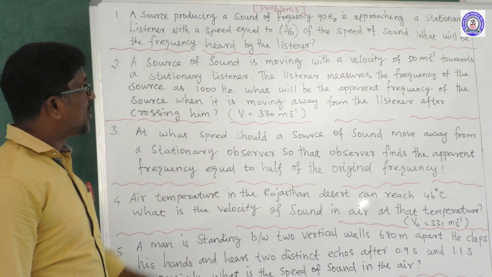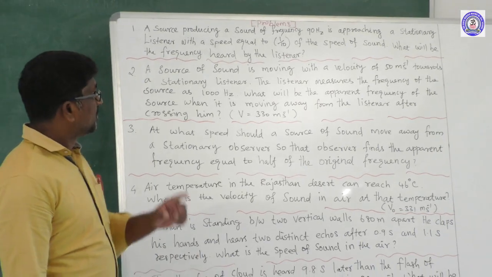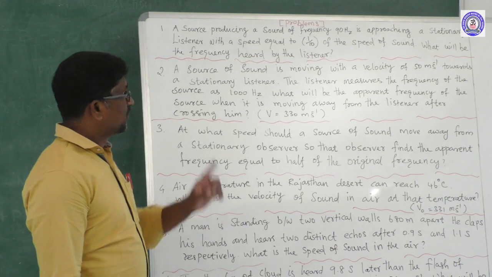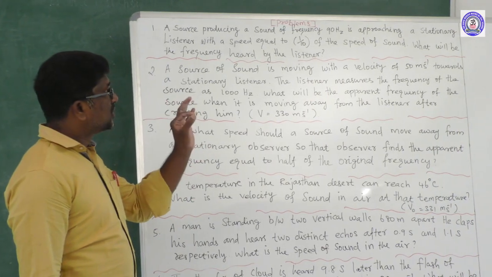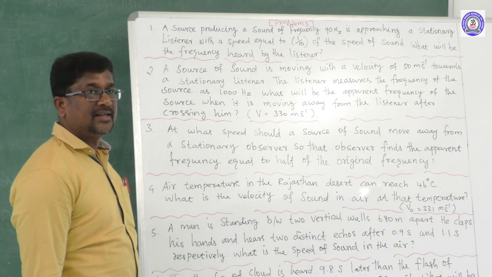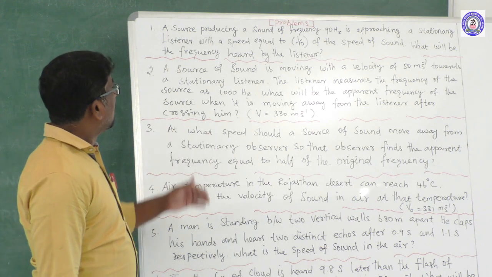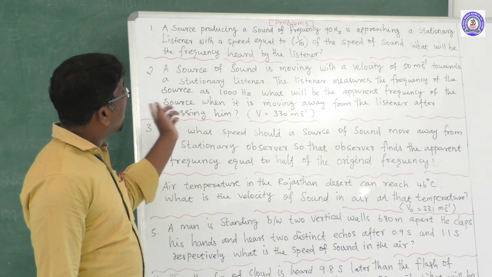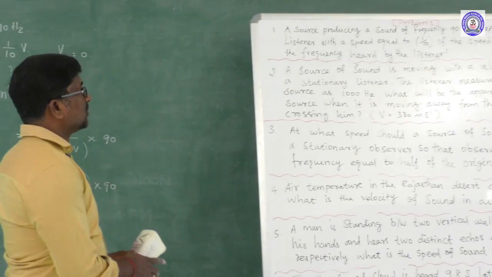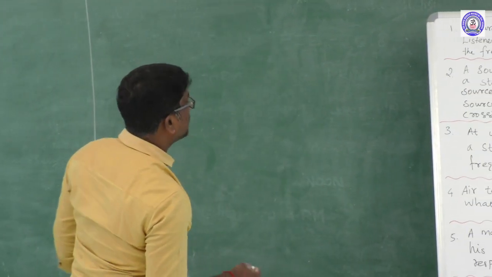Right. So in this problem, we want to use two formulas. First, the apparent frequency formula of the sound wave when the source is moving towards the stationary observer or stationary listener. Second, the apparent frequency formula of the sound wave as the source moves away from the stationary observer.